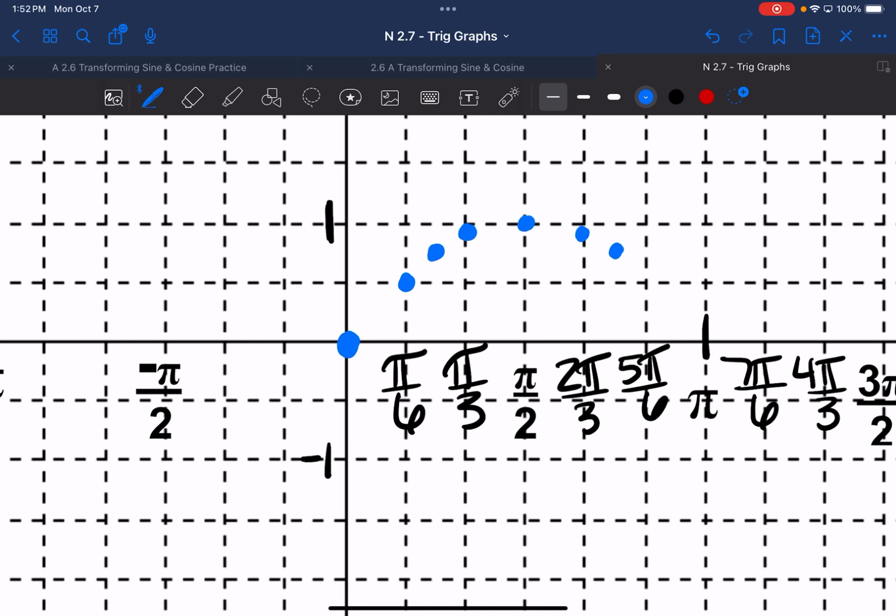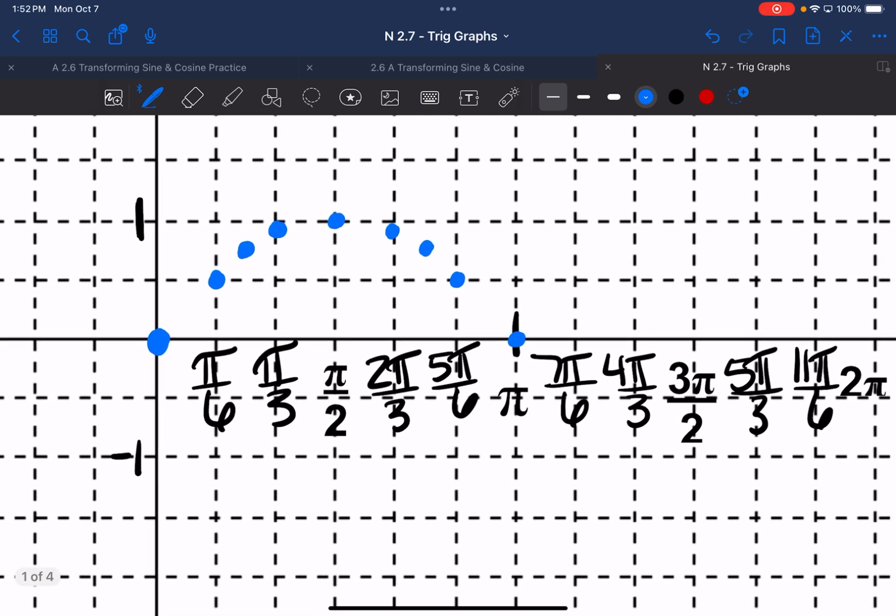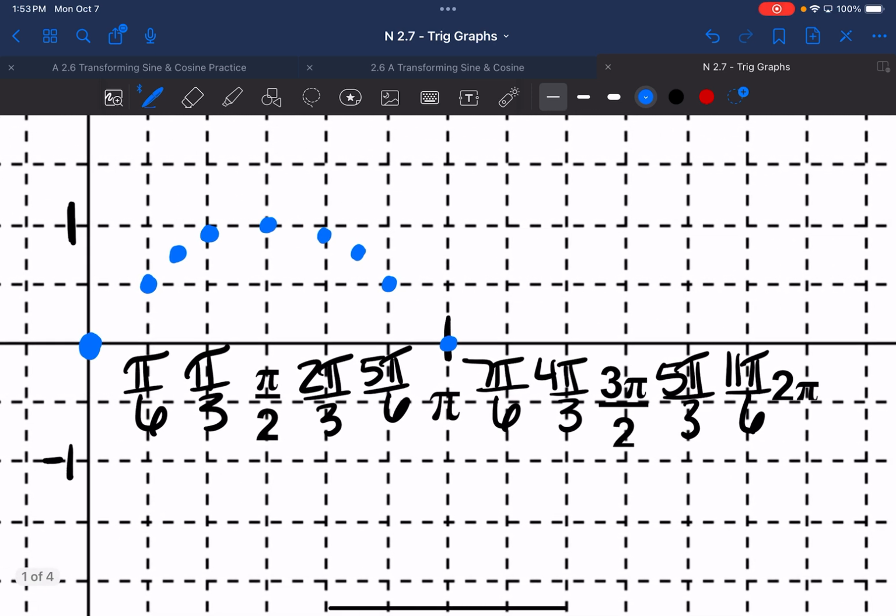Okay, next I have a point at (5π/6, 1/2). So I go over to 5π/6, up 1/2. And then the last one in the second chart says I have a point at (π, 0). Okay? All right. Then we've got our next chart. So now we're looking at the third one.